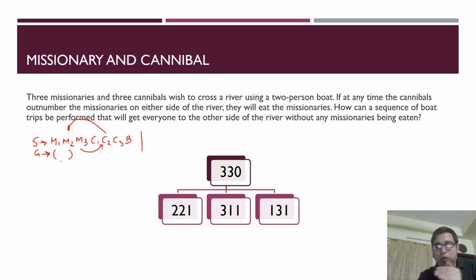Okay, similarly you can have 3 1 1 and 1 3 1, right? And this is not a valid state. Why not? Because here you have one missionary and 3 cannibals, so they will eat up. So these two can be valid states.